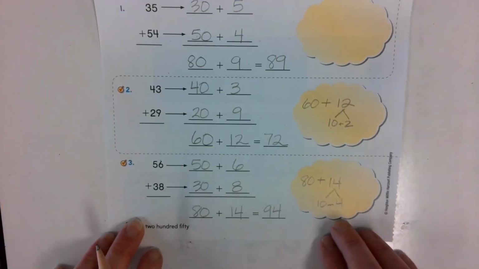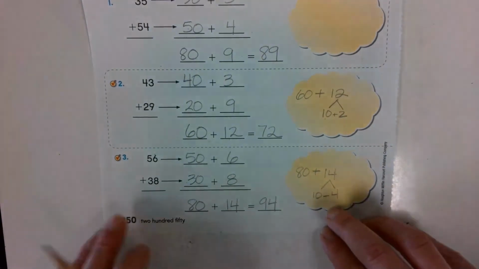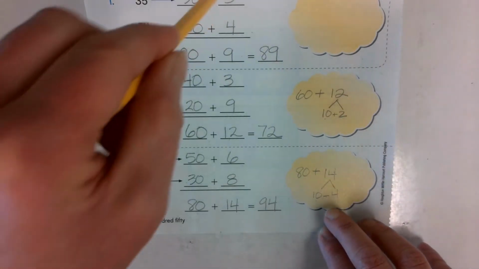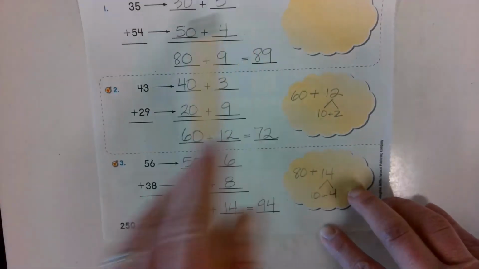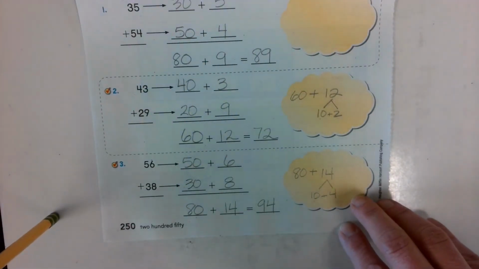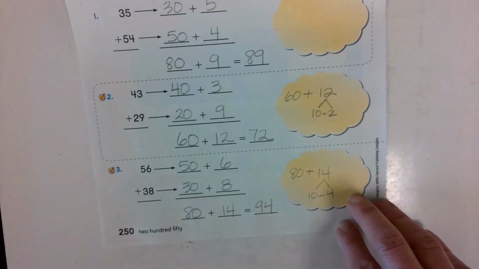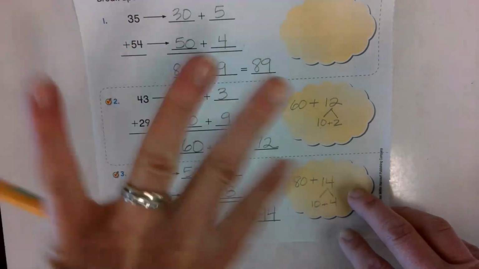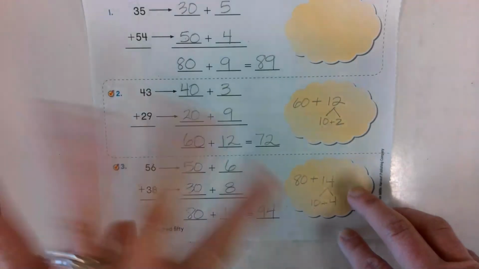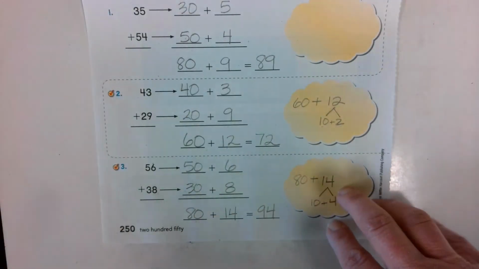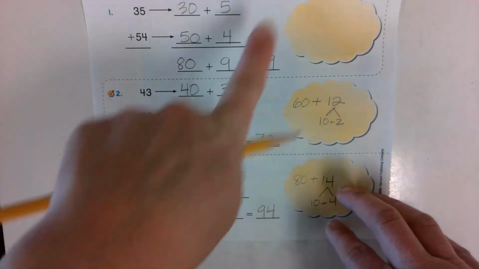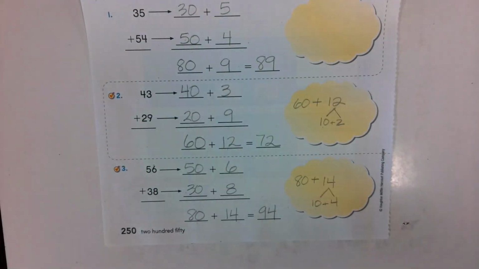The one trick with this strategy is that you have to make sure you keep your columns straight and your lines organized. That's the tricky part. Because if you're getting your columns crossed, then you might end up adding 30 plus 4, and you can make some mistakes. So neatness is really important with this strategy.